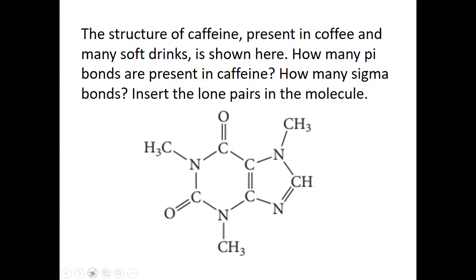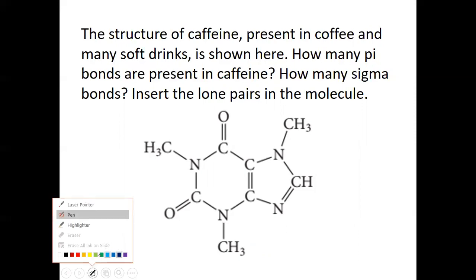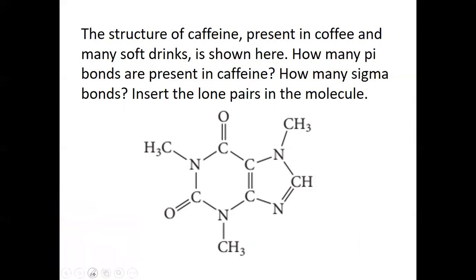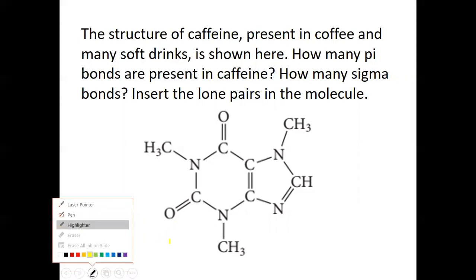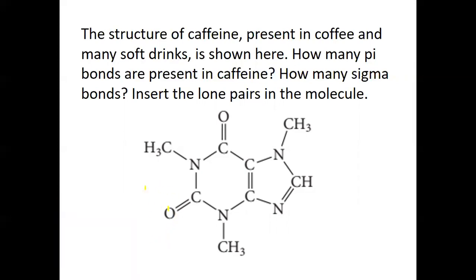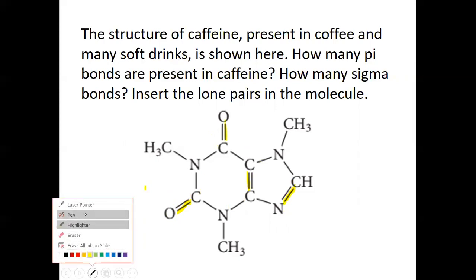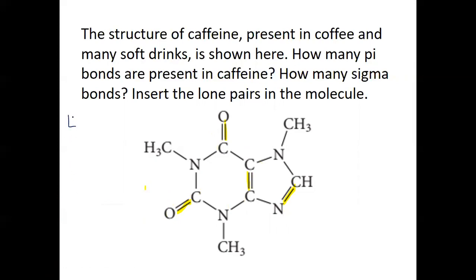So for the pi bonds, pi bonds are only going to be in our double bonds. So there is 1 pi bond, 2 pi bonds, 3 pi bonds, 4 pi bonds. So we have 4 pi bonds, and I'm going to show that I highlighted that in the yellow.